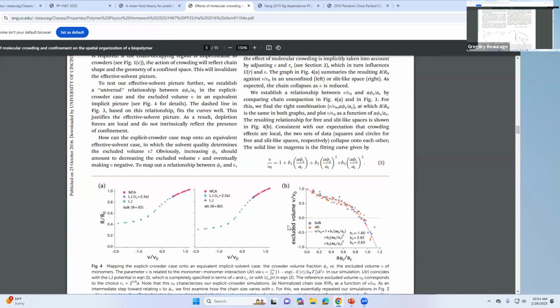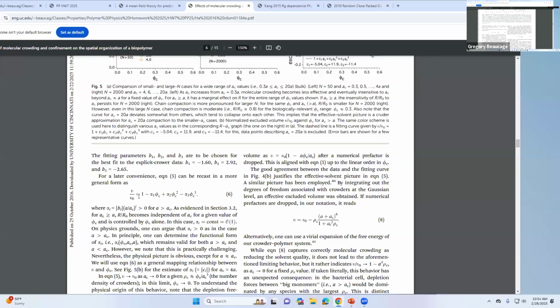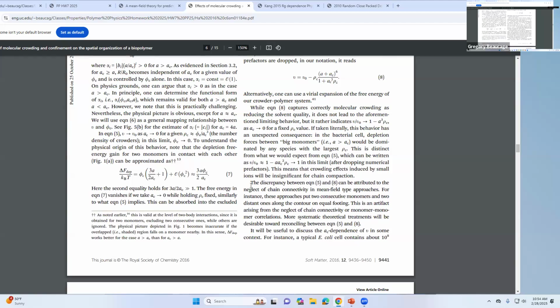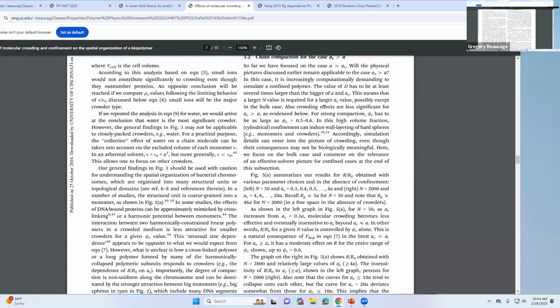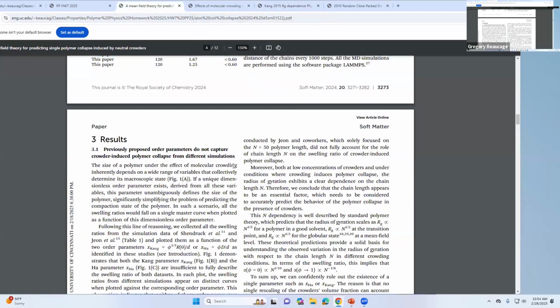Then once he can predict that, he can plug that into the Grosberg function, you know, for the expansion of the coil. The Ha paper is pretty good. It's kind of worth reading, but we're not really looking at that one. This is another paper, and then this is the paper we're looking at.